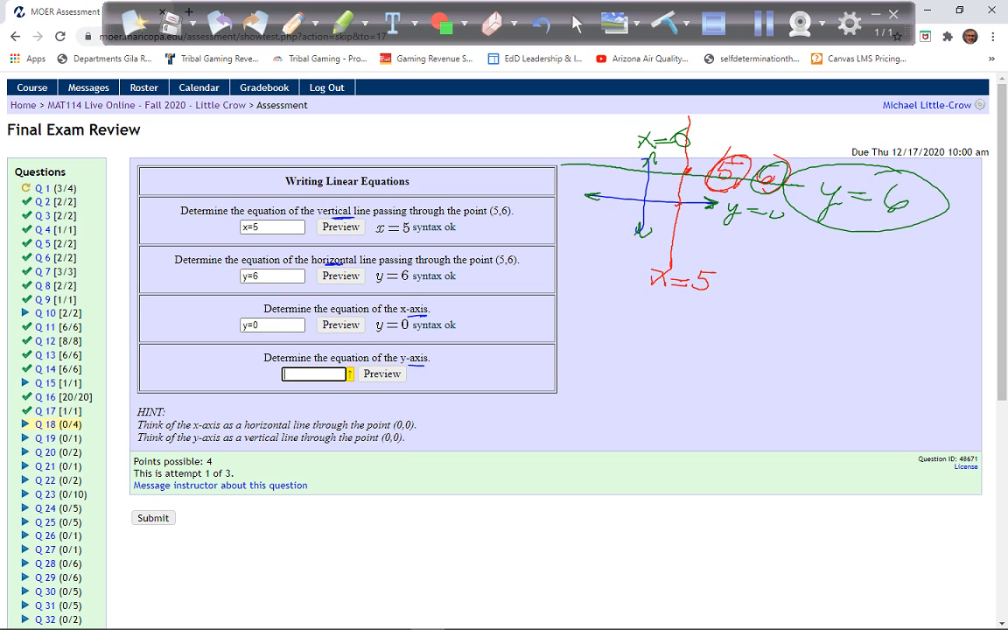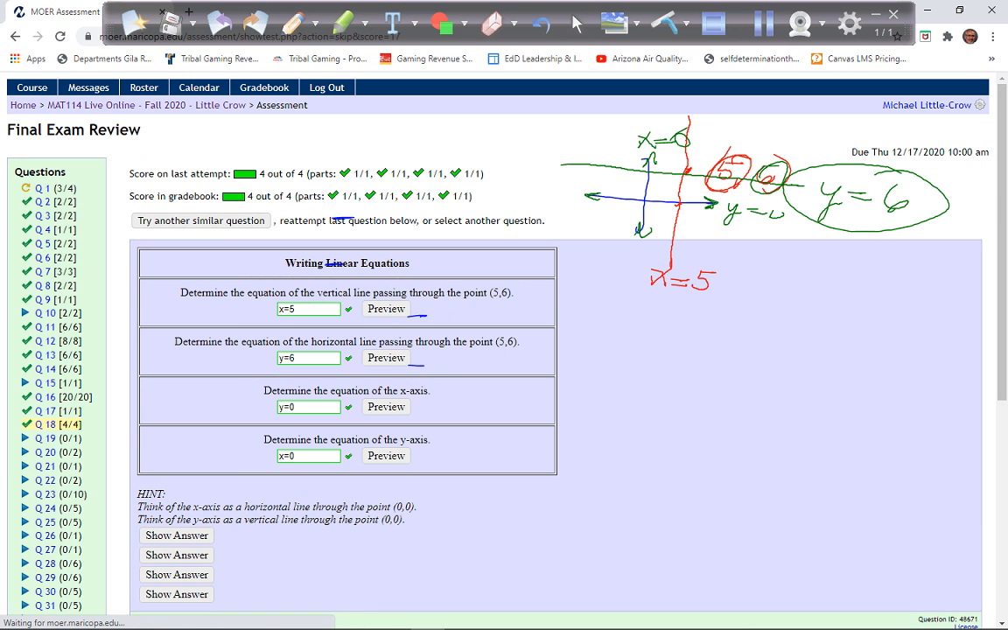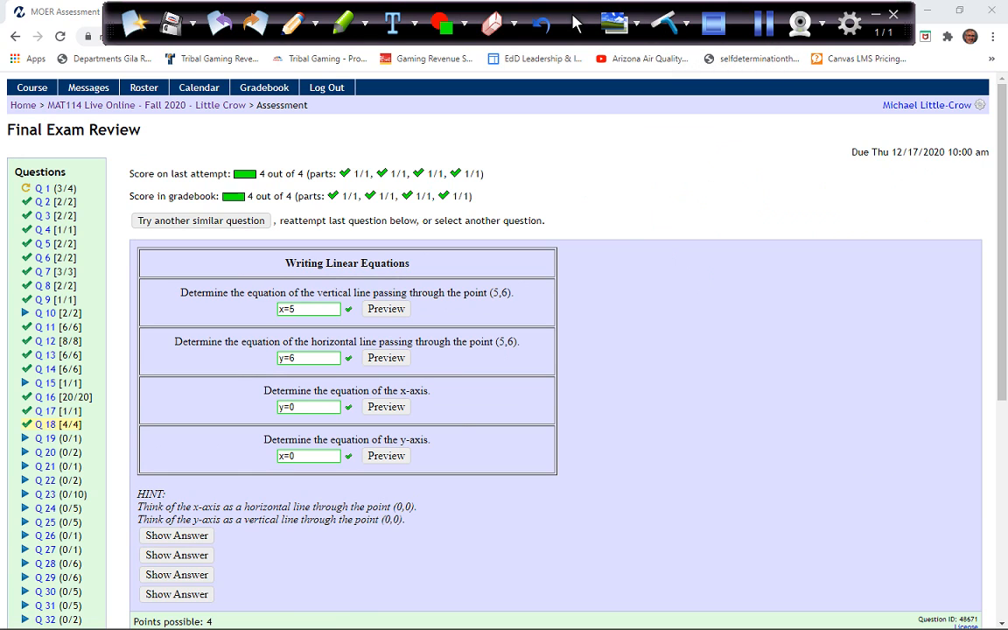The x-axis is a horizontal line, and people say, isn't that kind of backwards? It is kind of backwards. The x-axis is defined by an equation of y. The y-axis is defined by an equation of x. It's just the way it is. And it works. So become familiar with these.